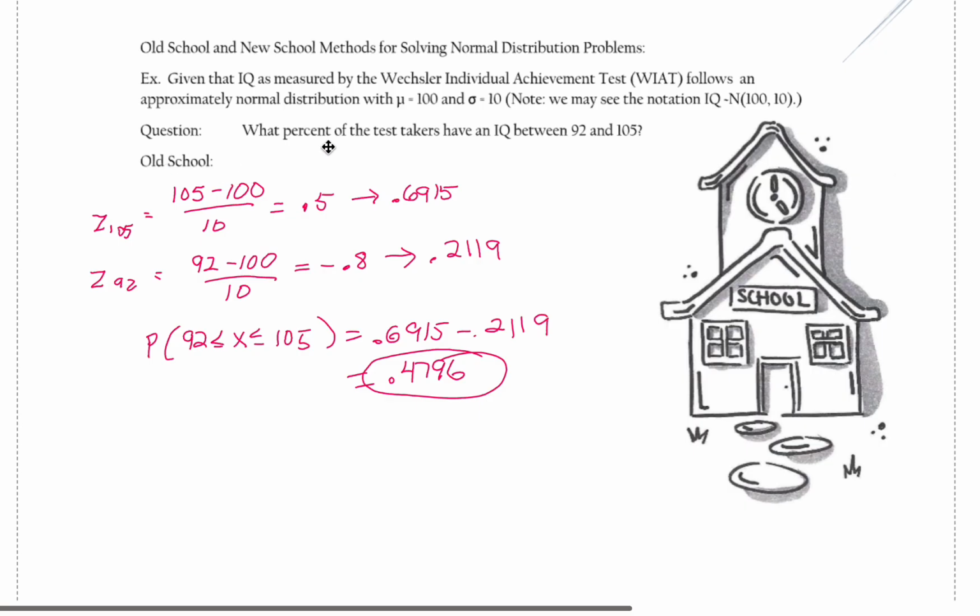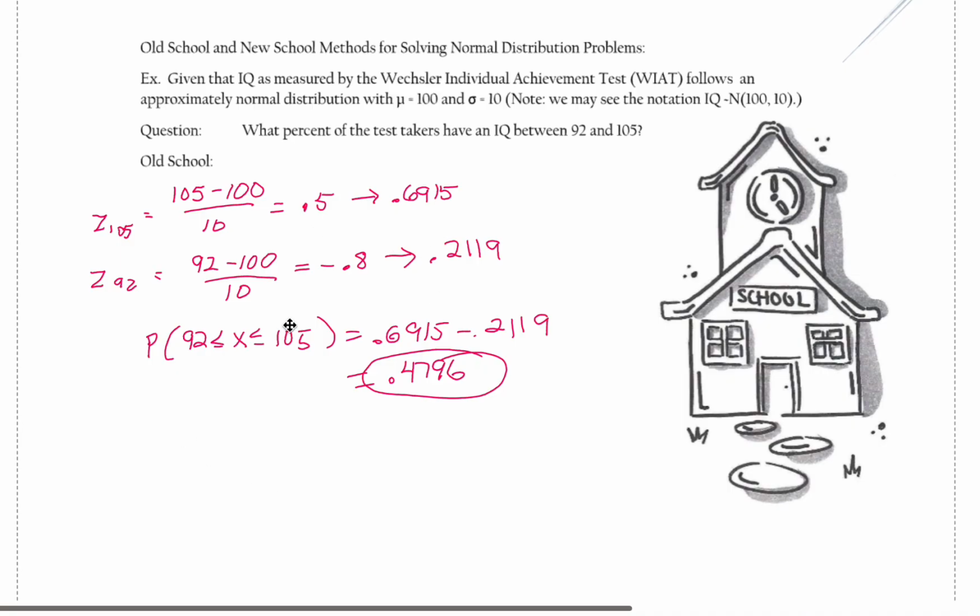So the question will be, what percent of the test takers have an IQ between 92 and 105? If we want to do the old method, we calculate the z-score for each using the formula: the specific value minus the mean, divided by the standard deviation. You can get the z-score for each, and those are the values that you can find on your z-table, on your brochure. Those are the proportions corresponding with the z-scores we just found.